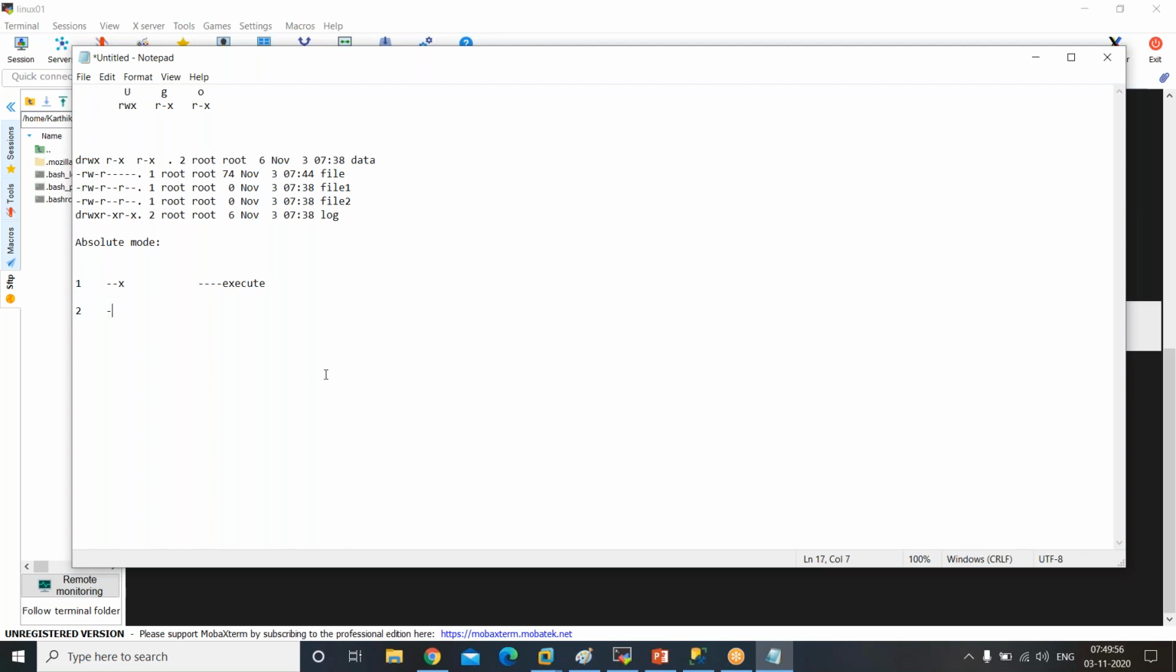Two means actually write. Write comes in the middle when it is in symbolic mode. So if you see, first read, then write and execute. So first execute, then write. This is equivalent to write. Two means you are giving the write permission. Next, three. Three is equivalent to write and execute. 1 and 2 will become 3 basically. So this will be -wx. These are the permissions you get if you are giving 3.